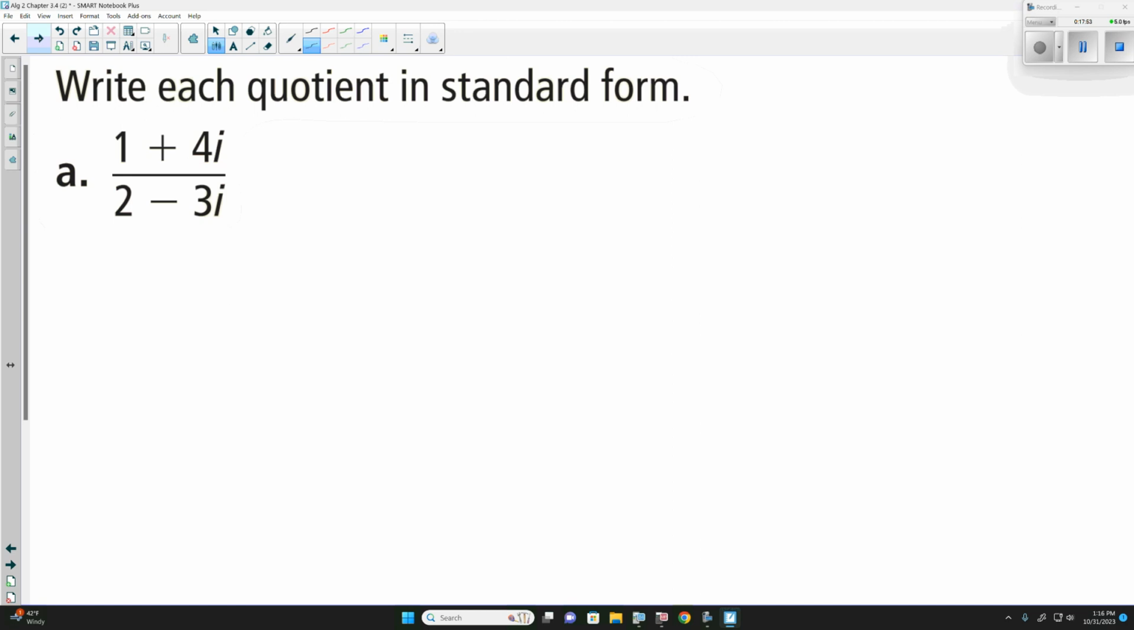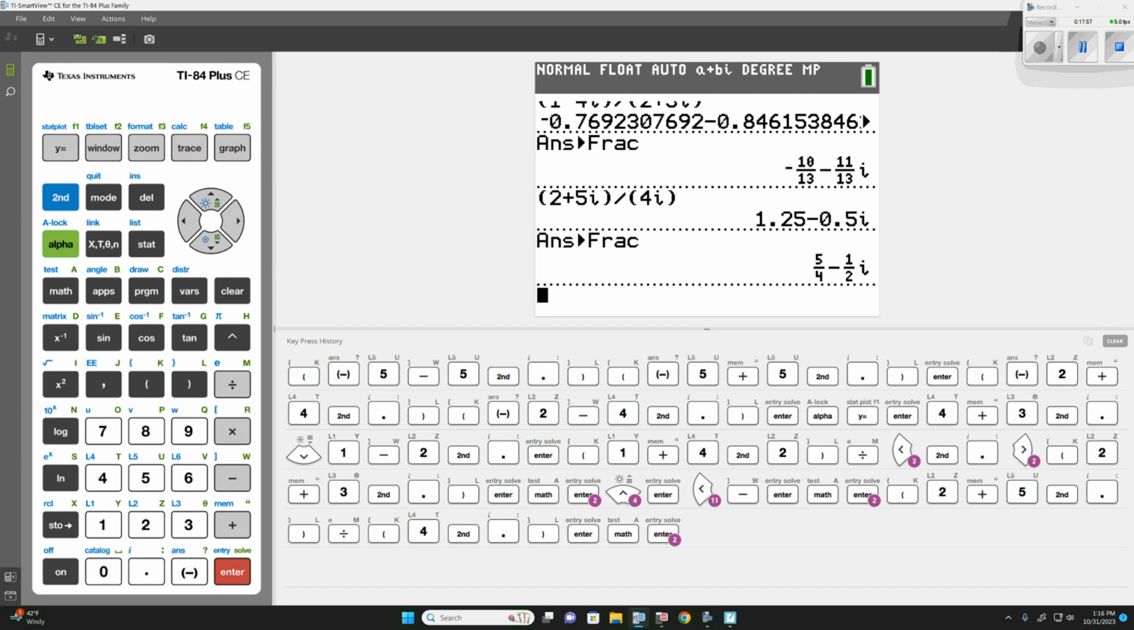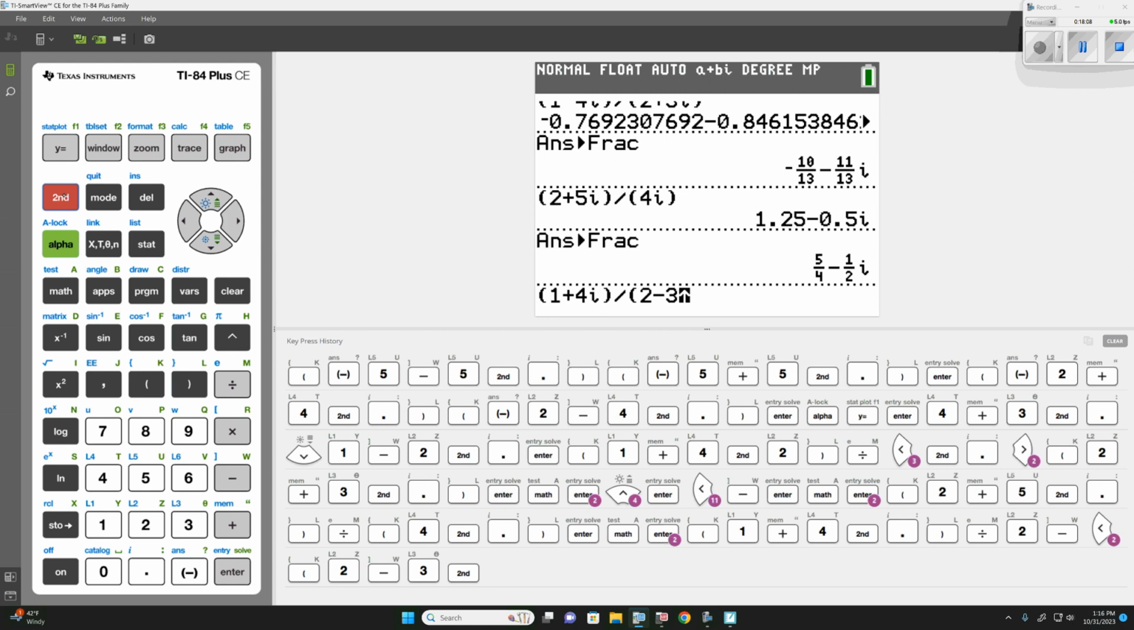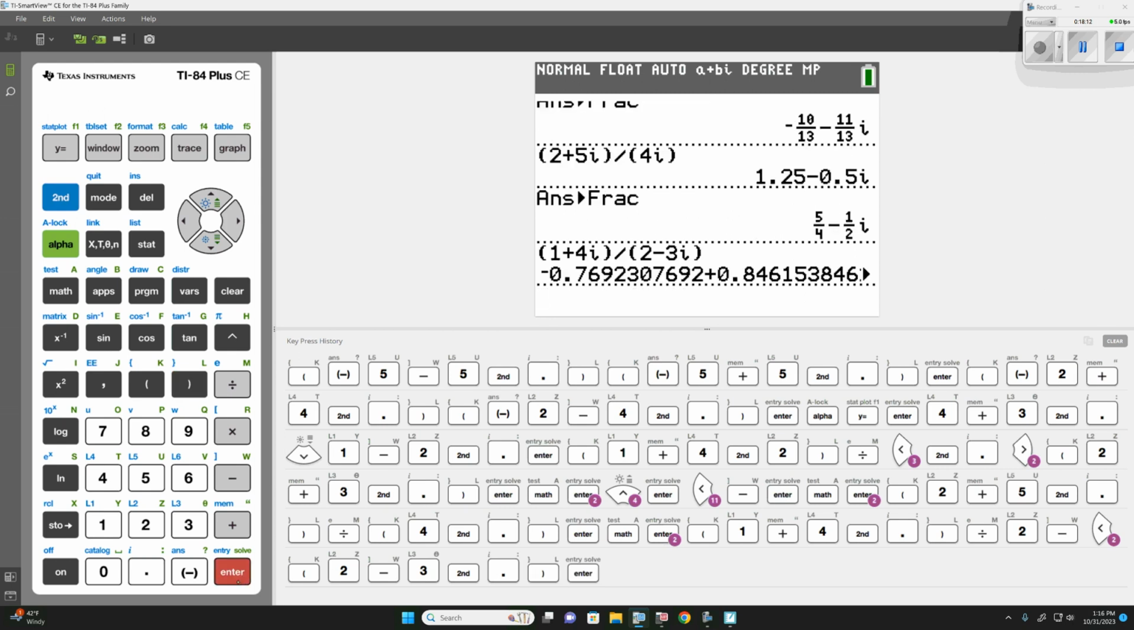Let's do one last one. 1 plus 4i over 2 minus 3i. Parentheses.